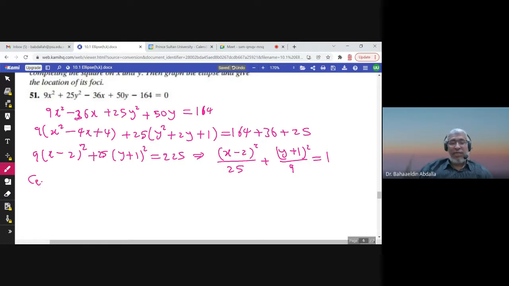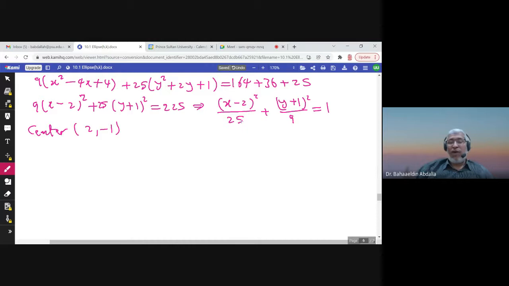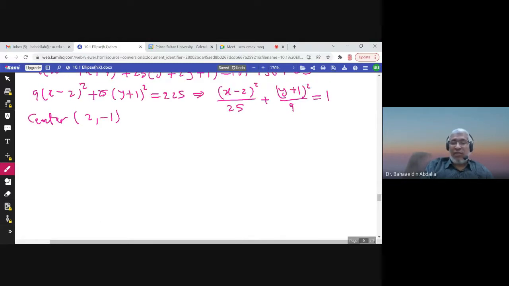The center is 2 and negative 1. And please sketch the graph and find the foci. Go 5 units to the right, 5 units to the left, 3 units up, 3 units down. It is a horizontal ellipse, and locate the foci.